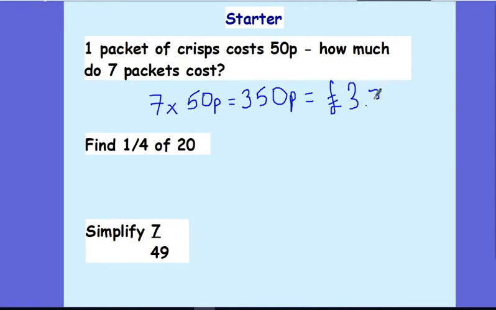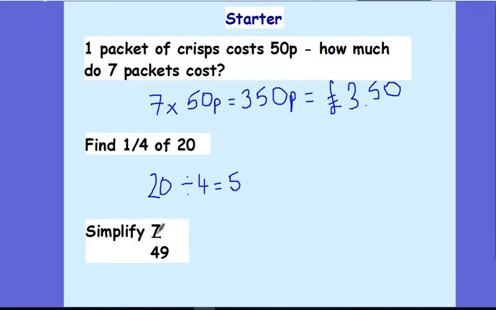My second question, I was asked to find 1/4 of 20, for which I need to do the sum 20 divided by 4, which is what, Dan? 5, lovely. And finally, I need to simplify 7 over 49.